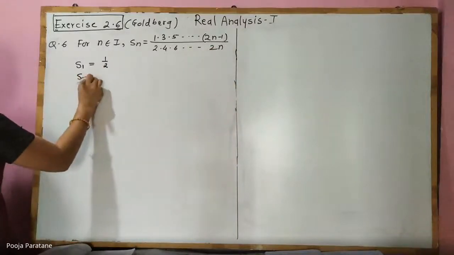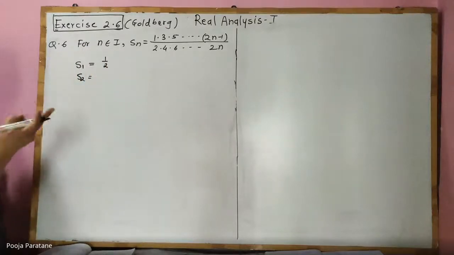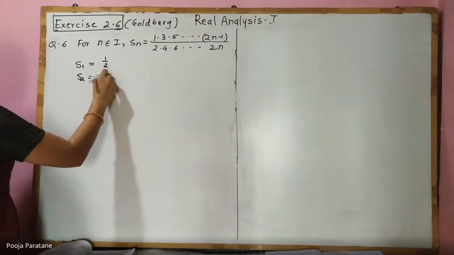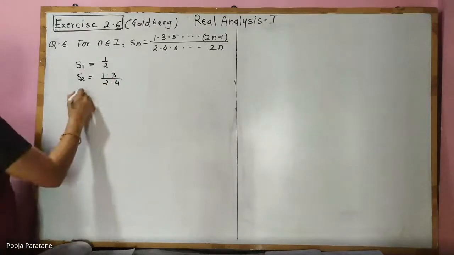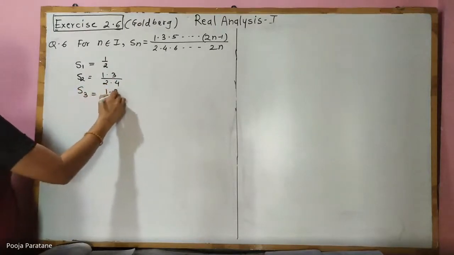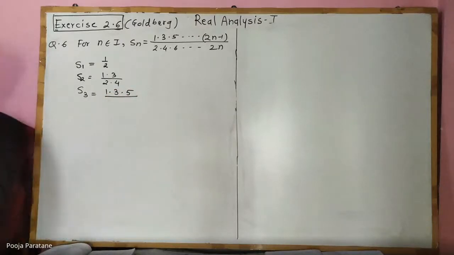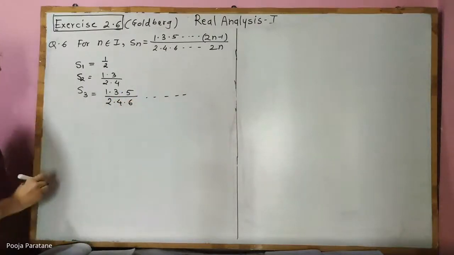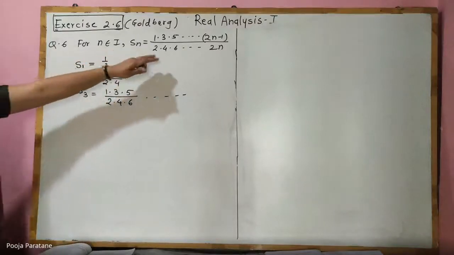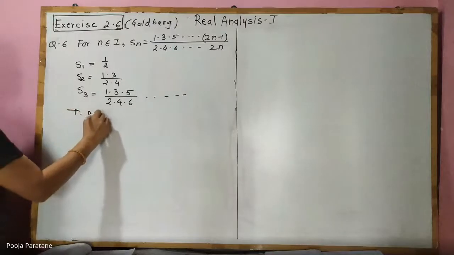S2: the numerator will be the product of the first two odd numbers, and the denominator will be the product of the first two even numbers. That is, 1 into 3 and 2 into 4. Similarly, S3 has numerator as the product of the first three odd numbers and denominator as the product of the first three even numbers, and so on. So this is how Sn is given. Now we have to show that this sequence is convergent.